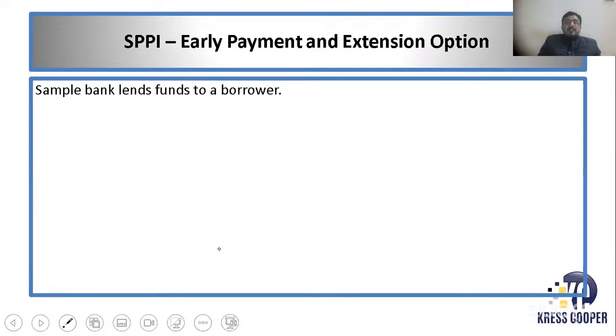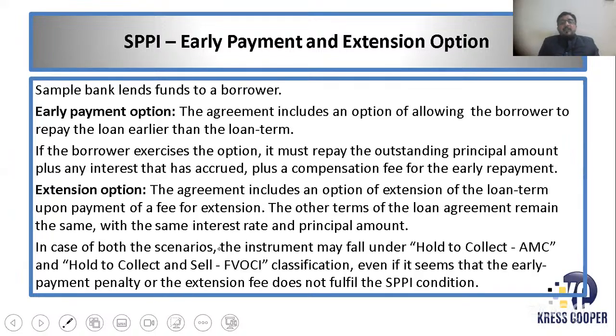I have put an example on it. There is a scenario, supposedly. Sample bank lends funds to a borrower. You are a sample bank. You lend to me, suppose I'm a borrower. And the early payment option is there. The agreement includes an early payment option through which the loan can be repaid earlier than the loan term. If the borrower exercises the option, it must repay the outstanding principal amount plus the interest that has accrued plus a compensation fee for the early repayment. Should that compensation fee be included in SPPI? Yes.